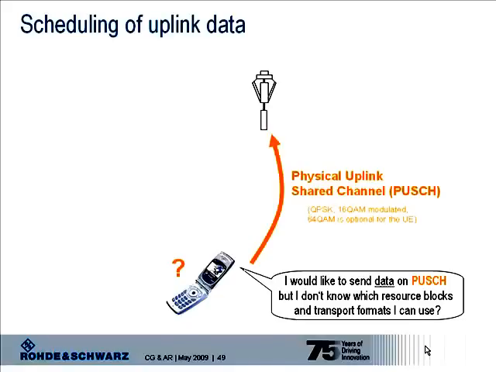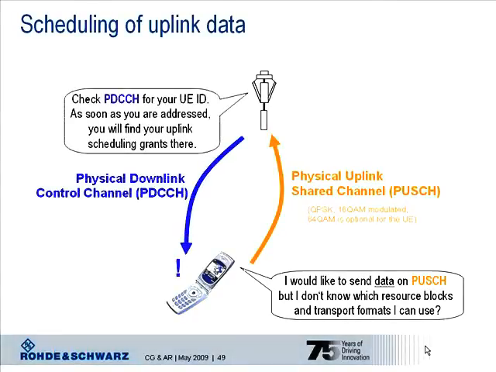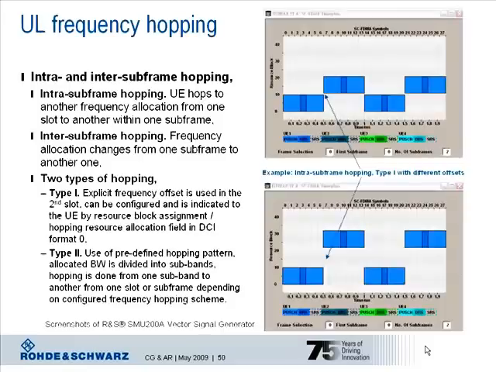The question is how different UEs are scheduled when they would like to transmit their data. The scheduling is made by the network, or better, the eNodeB. On the physical downlink control channel, a specific format, the downlink control information format number 0, is used to indicate to a UE on which resource blocks to transmit its data and which modulation and coding scheme to be used. Further, this format indicates to the UE if frequency hopping should be used or not.